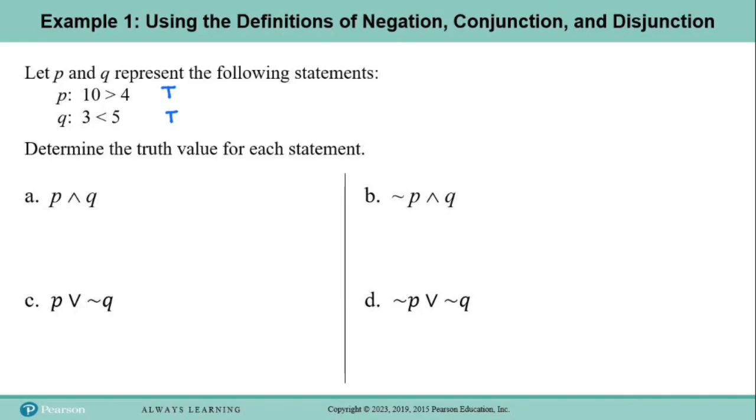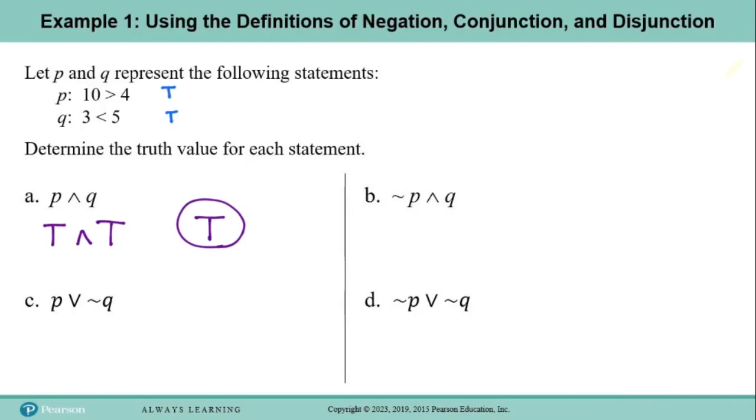Okay, so let's look at statement A. Now statement A says P and Q. So now this is going to be a true statement if both components are true, because we know that in order for an AND statement to be true, both components have to be true. So P is true, and then we've got our AND symbol, and then statement Q is true. And so whenever you have true and true, the overall statement is true.